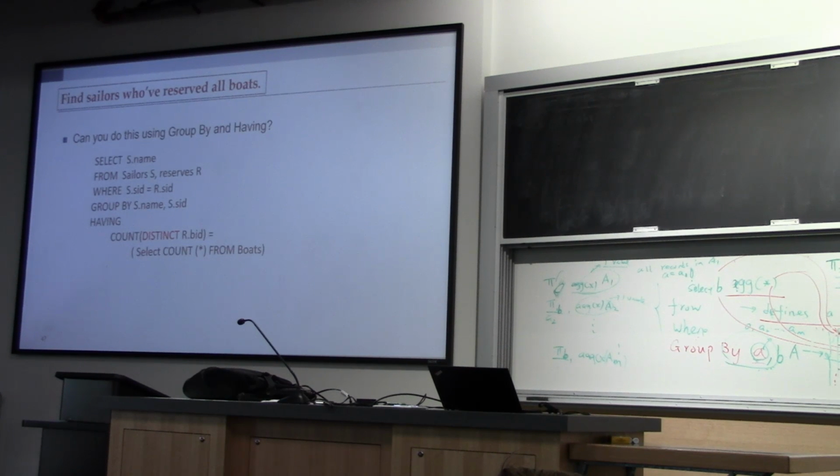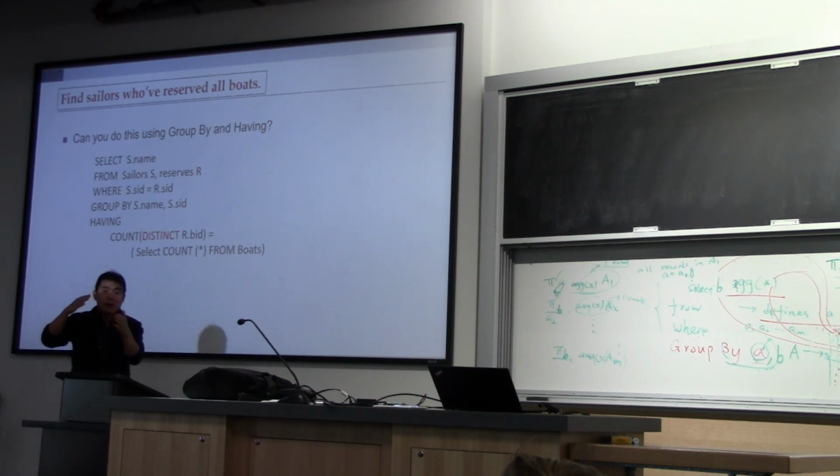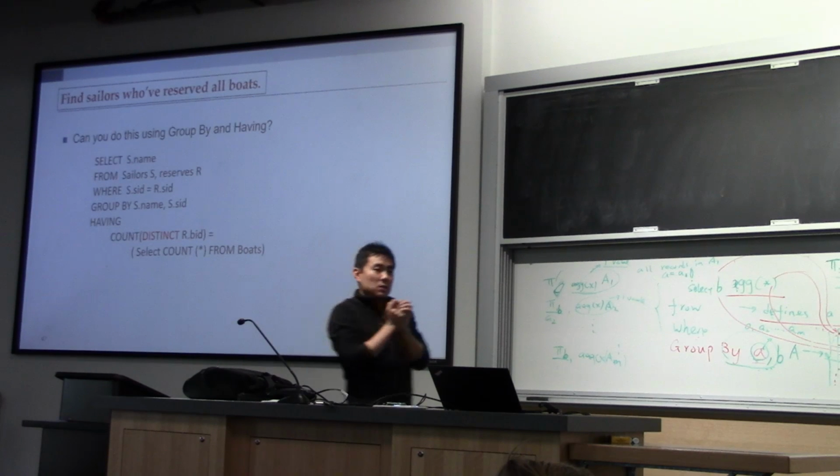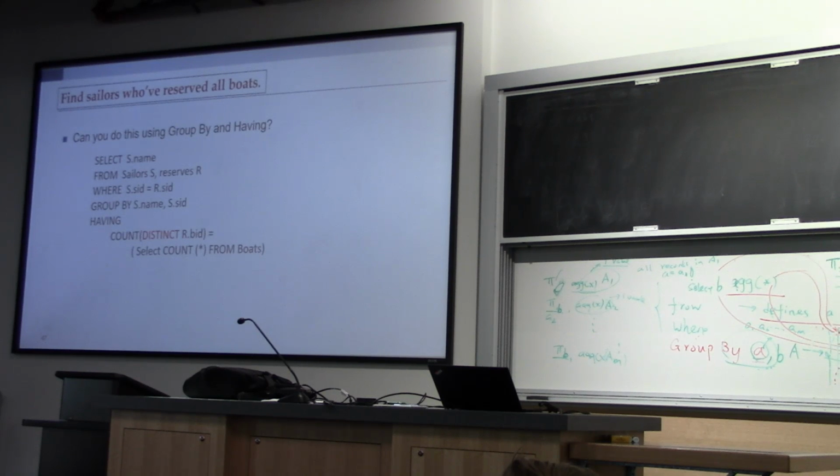Follow this? And then you say, I group by the name and sailor ID. Now, this group by is applied over the join results of sailor and reserve. What that means is all the records concerning the same sailor will end up in the same group. In other words, each sailor gets his or her own group. And within each group, you count the boat ID from that group. Of course, you count over distinct boat IDs. And you say that must be equal to the total number of boats.